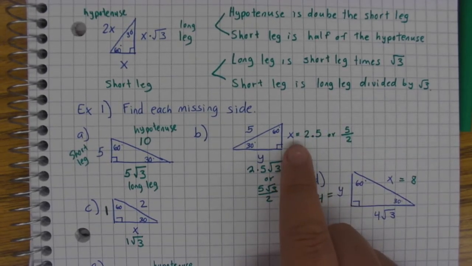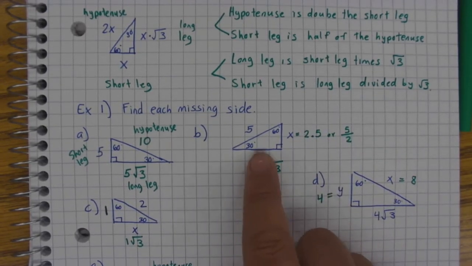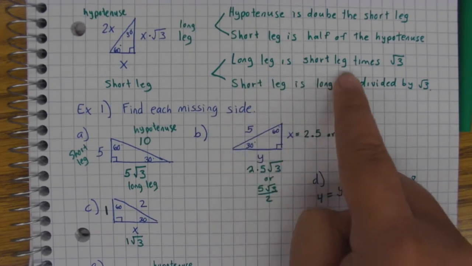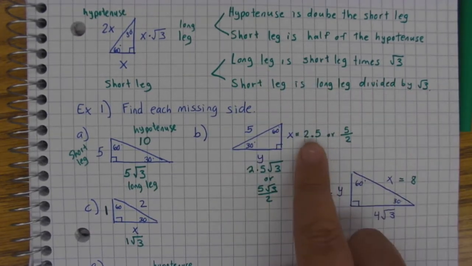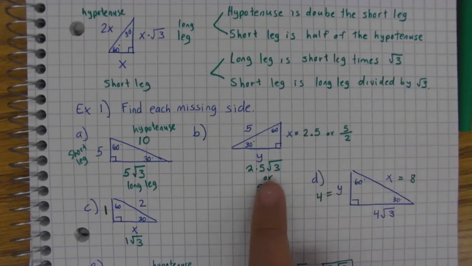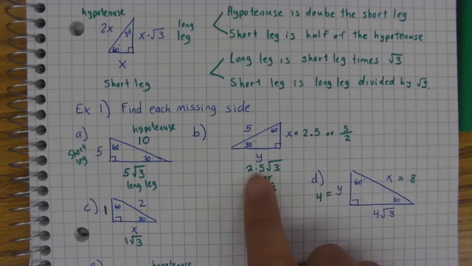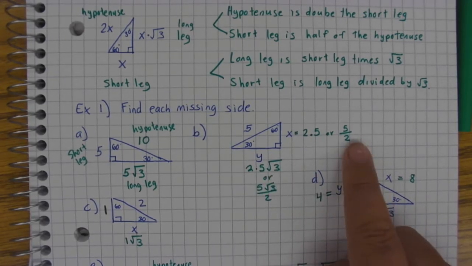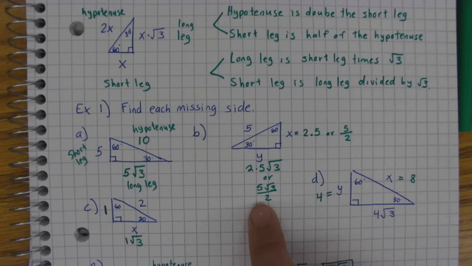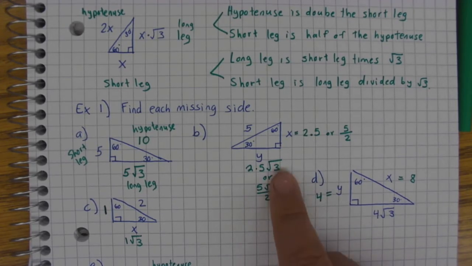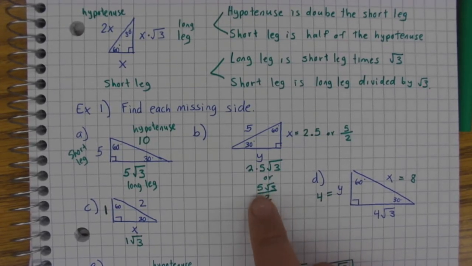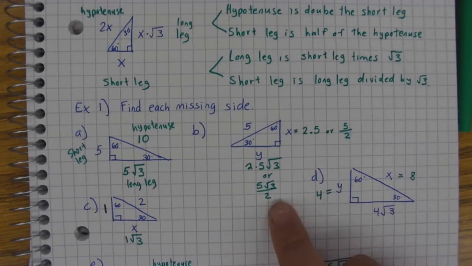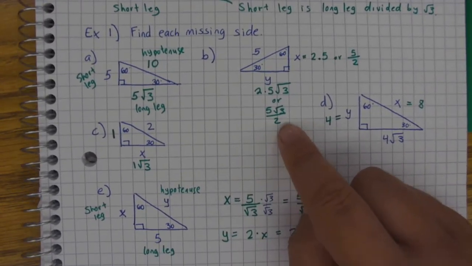After we find the short leg, you can find the long leg really easily because remember that the long leg is the short leg times the square root of 3. So if the short leg is 2.5, we're going to multiply that times the square root of 3 to get the long leg. So the long leg is 2.5 times the square root of 3. Or if you chose to use 5 over 2, you can write it as 5 over 2 times the square root of 3. These two are equivalent. I prefer the fractions because it's more exact. But yeah, so that's letter B.